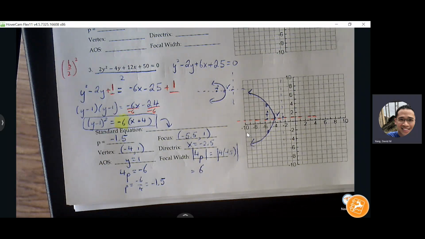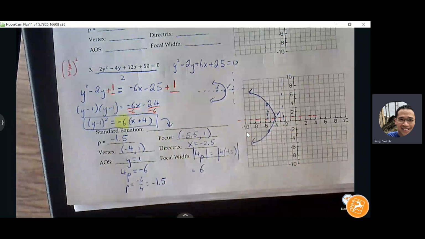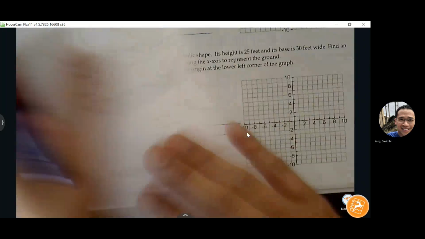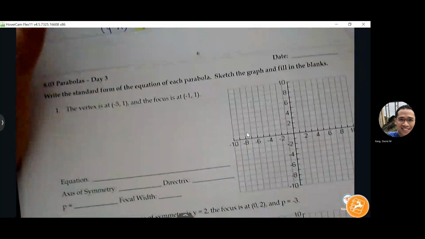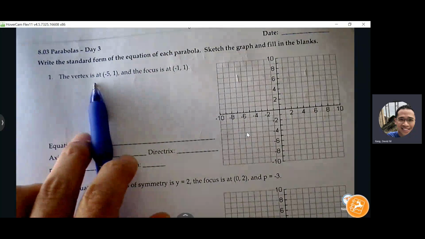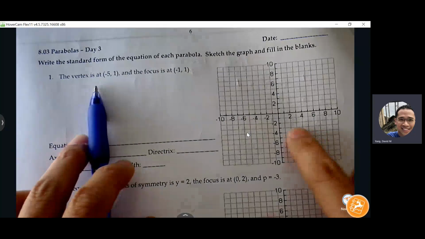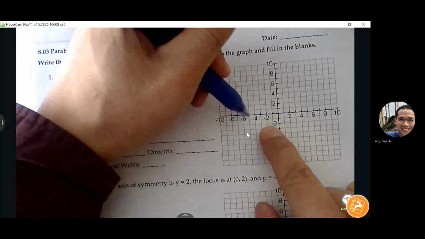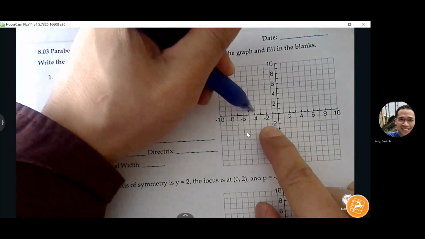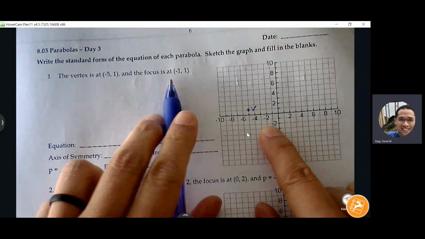Today we're going to work through pages 6 and 7. These are problems where they give you hints about the parabola, and you have to gather enough information to create the standard equation. Okay, so it says the vertex is at negative 5, 1. Let's go ahead and plot that point. And the focus is negative 1, 1.